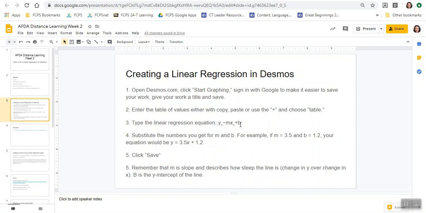The linear regression equation is y1 ~ m x1 + b. Now, if you do that correctly, then Desmos will tell you the numbers for m and b, and then you write your equation. And when you write your equation, you write it normally, with y = a number times x plus another number. Now you want to save what you did in Desmos because you want to go back to that. We'll be using that data again. And remember, when you look at your equation, m is the slope of the line, which tells you how steep it is, and b is the y-intercept of the line.